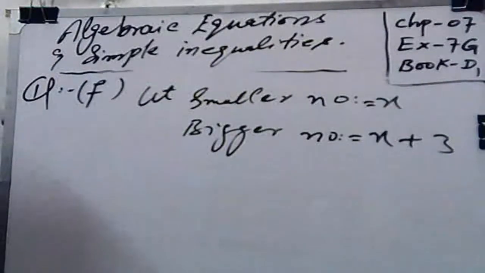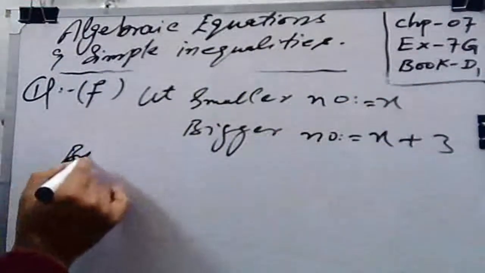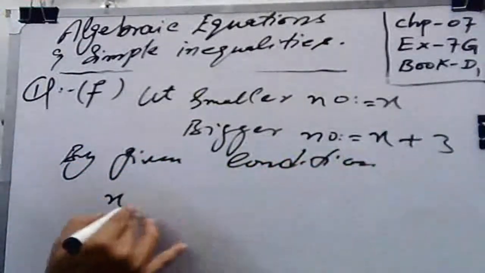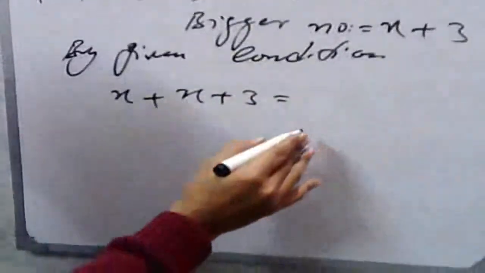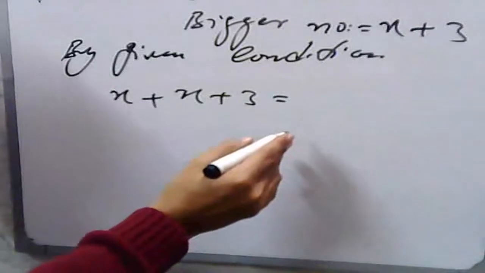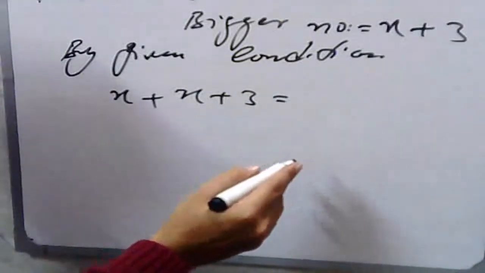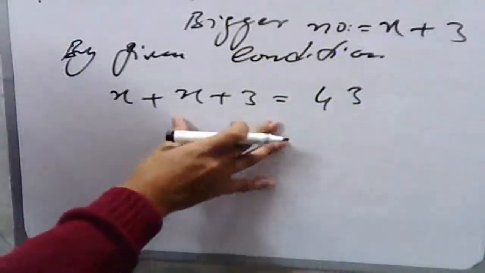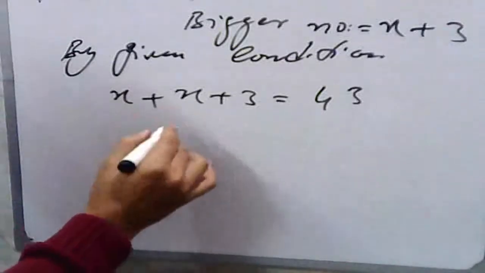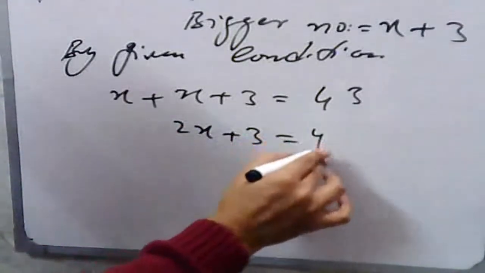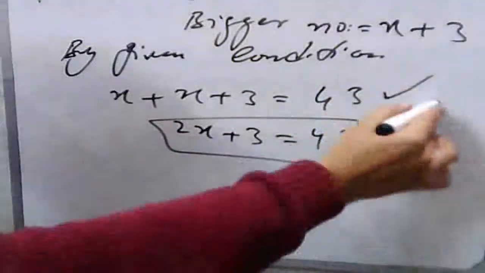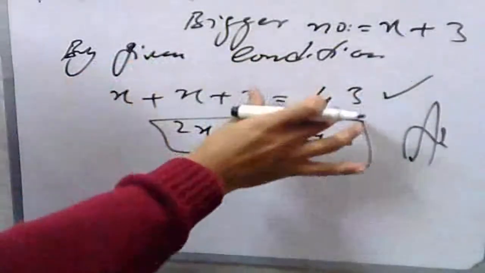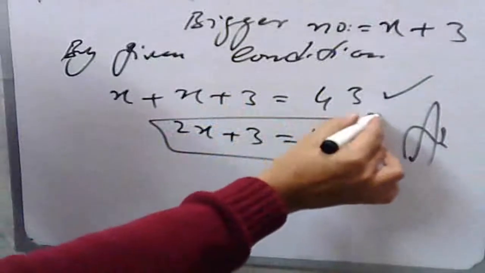The sum of these two numbers is 43. So by the given condition, the sum of these two numbers is equal to 43. So that is your required condition. If you simplify it, you can write 2x plus 3 is equal to 43. But here is also the same result, because we have been asked only to derive the equation from the given condition.